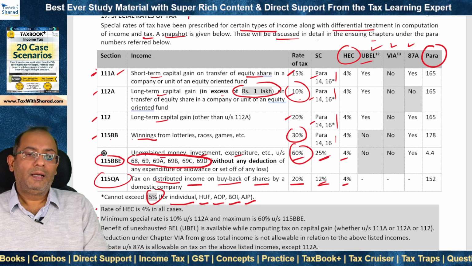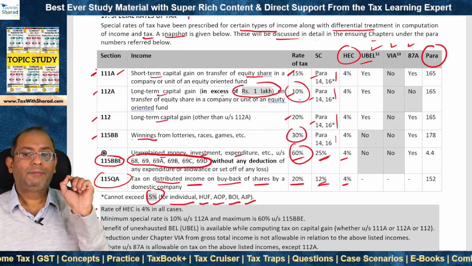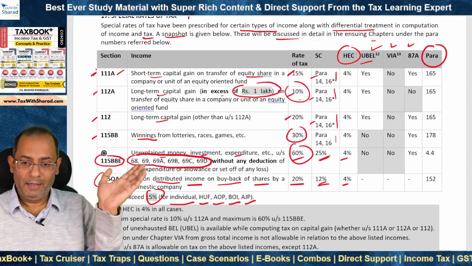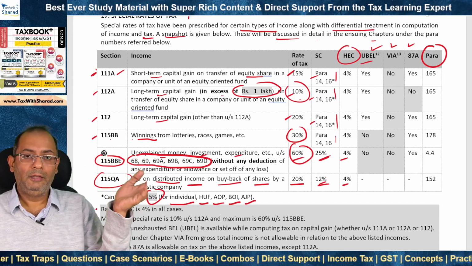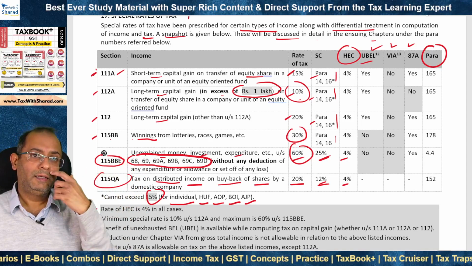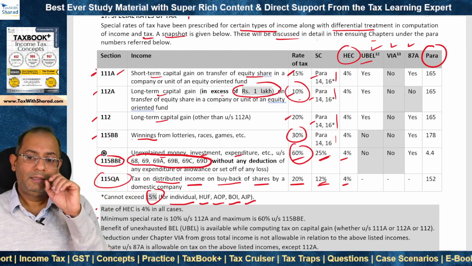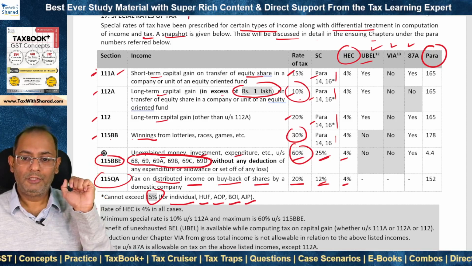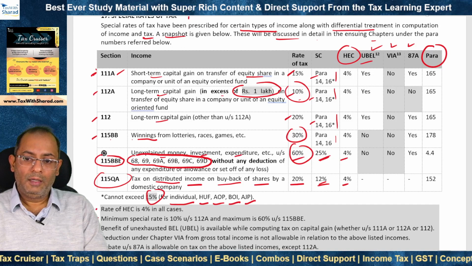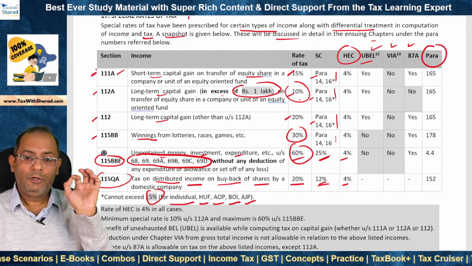One concept is regarding UBEL. UBEL is the concept of unexhausted basic exemption limit. As we saw, the basic exemption limit can be 2,50,000, 3 lakh or 5 lakh, depending on whether the person is a normal individual or a senior citizen or a super senior citizen, etc. In certain cases, in the case of a company, etc., there is no basic exemption limit. But where there is a basic exemption limit, there is a benefit of UBEL which is provided to a resident individual or HUF.